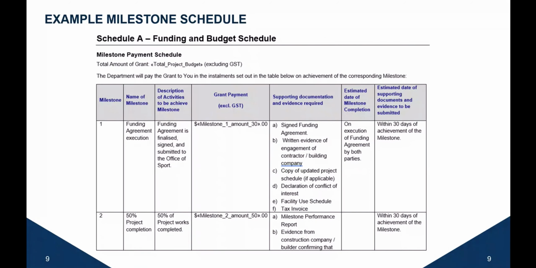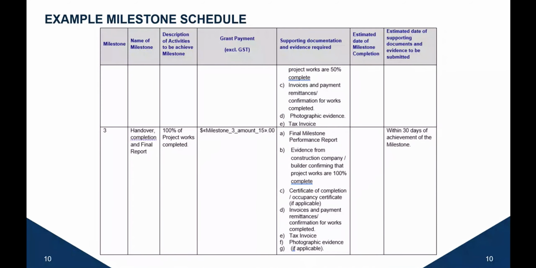Facility use schedule, I've already mentioned, and a tax invoice. So the tax invoice is the milestone invoice from your club to the Office of Sport for X amount of dollars. So you'll notice there in milestone 1, it's 30% of your total funding amount. This year we've redesigned the milestone schedule to ensure quicker milestone 1 payments to get things moving. Milestone 2 and 3 requires supporting documentation such as photos and written evidence from the builder.